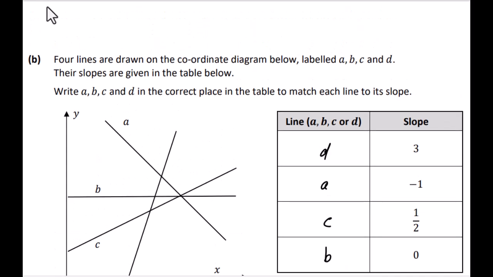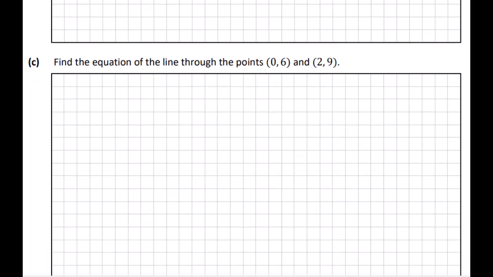And that's it for this one. Let's have a look at part C then. Find the equation of the line through the point 0, 6. So we have 0, 6 and we have 2, 9.